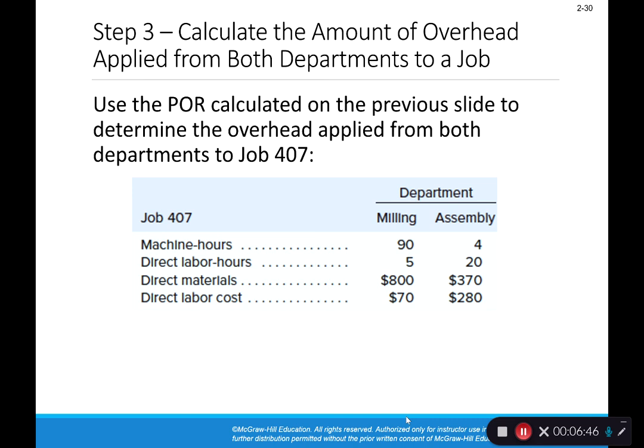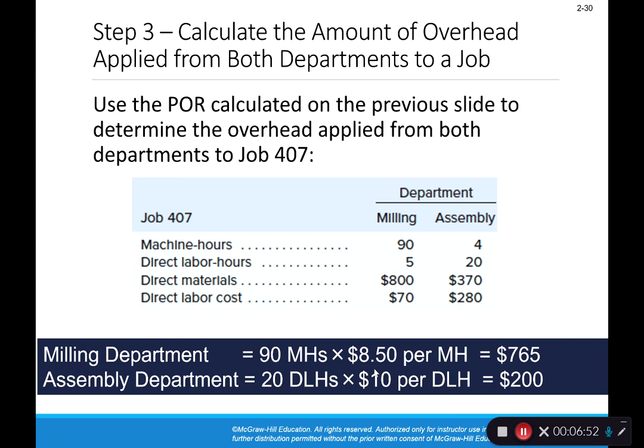And like magic, my work disappeared again, and that's only to show you the typed answers here. And I believe 765 and 200 is what I calculated as well, which is good news. So now we know how much overhead we would apply to this job. It's the same as using one predetermined overhead rate, except we do the work twice.